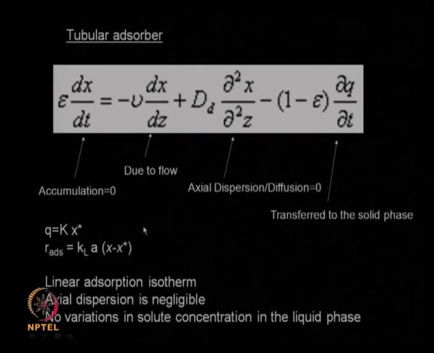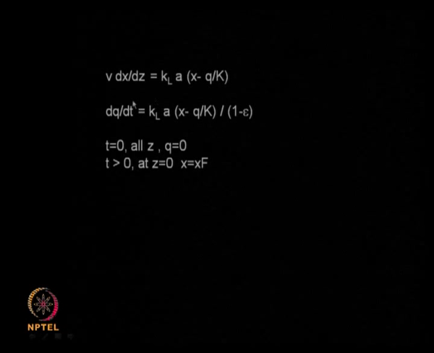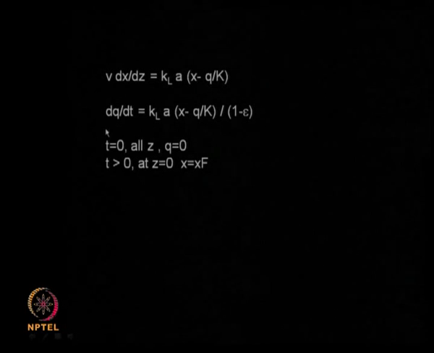So we will end up with a linear differential equation. We can reduce the second order partial differential equation into a linear differential equation like this: b dx by dz is equal to KLA (x minus Q by K), and dq by dt is equal to KLA (x minus Q by K) divided by 1 minus epsilon.